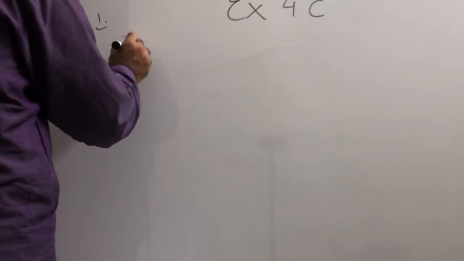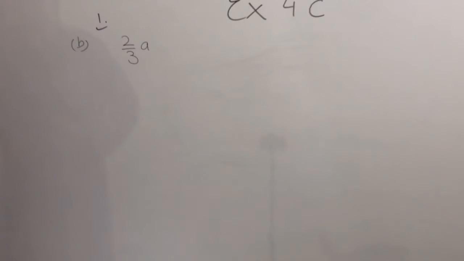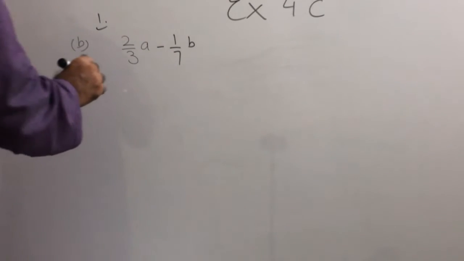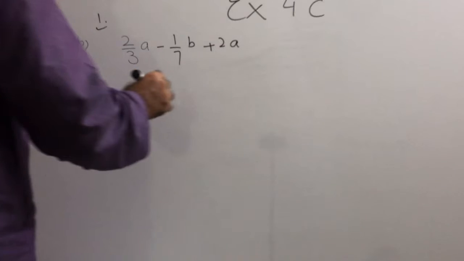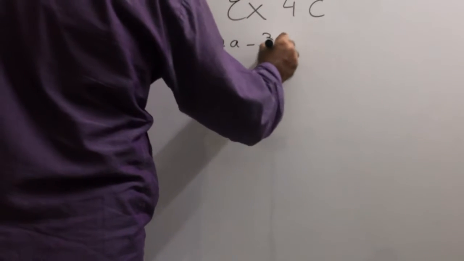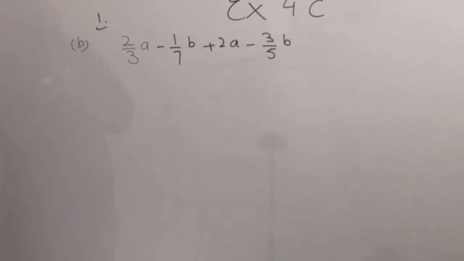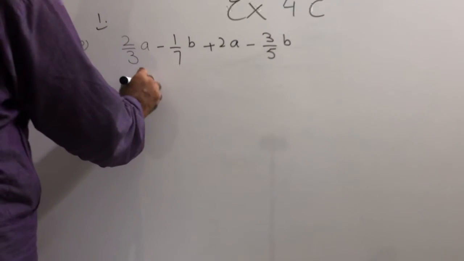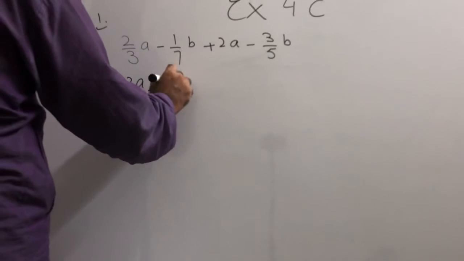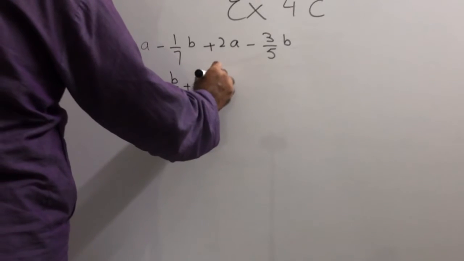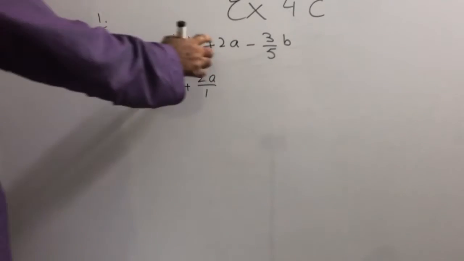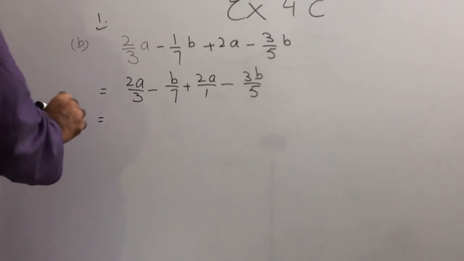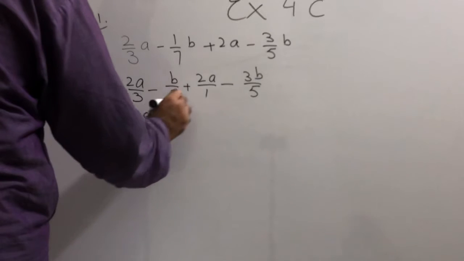2 over 3a minus 1 over 7b plus 2a minus 3 over 5b. Now we can write it: 2 into a, 2a over 3, minus 1 into b, b over 7, plus 2a over 1, it is the same, 2a, minus 3 into b, 3b over 5.